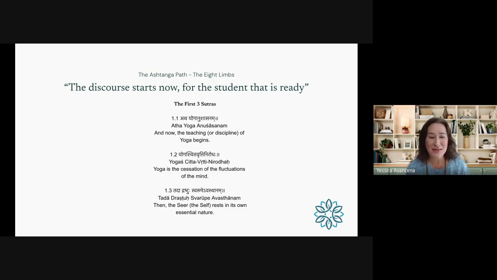1.2, yogas chitta vritti nirodha. The C kind of sounds like in Italian, where it's more of a CH sound. Yoga is the cessation of the fluctuations of the mind. So very simple, akin to, again, mindfulness, which I'm not going to throw away. It's very, very meaningful. In fact, that's where I got my start in learning to quiet my mind. But that's the tenet of any mindfulness practice, the cessation of the fluctuations of the mind.